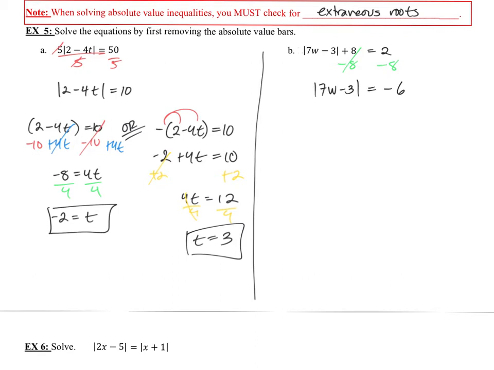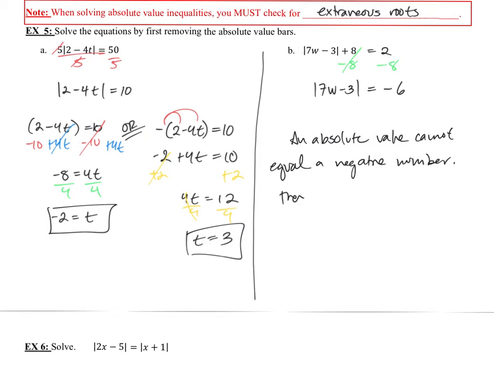So hopefully you noticed there was something wrong. Can an absolute value ever equal a negative number? The answer is no. That cannot happen. So what we would write is that an absolute value cannot equal a negative number. So there is no solution. Once again, the problem was that absolute value should always be positive, and that's a negative 6. That's not possible.